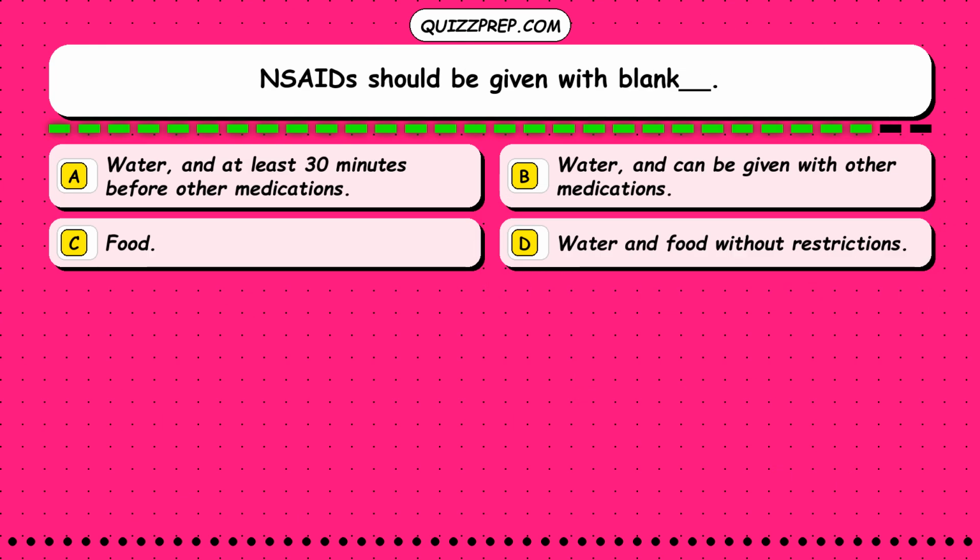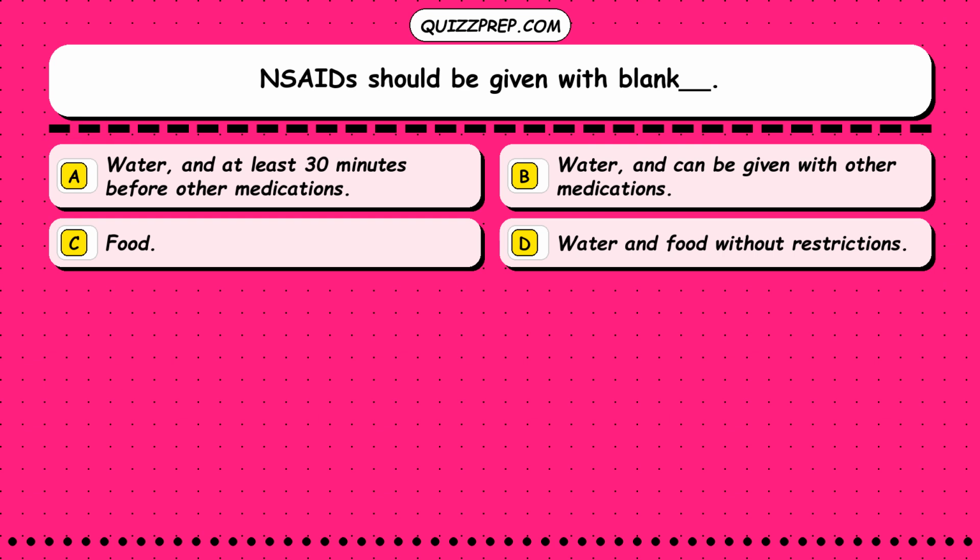Question 151. NSAIDs should be given with blank blank. Option A, water, and at least 30 minutes before other medications. Option B, water, and can be given with other medications. Option C, food. Option D, water and food without restrictions.